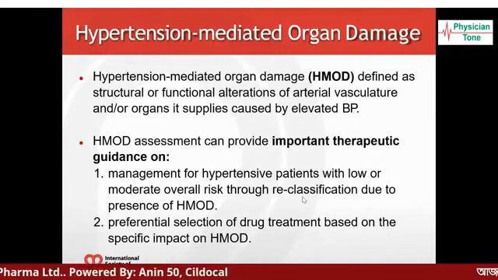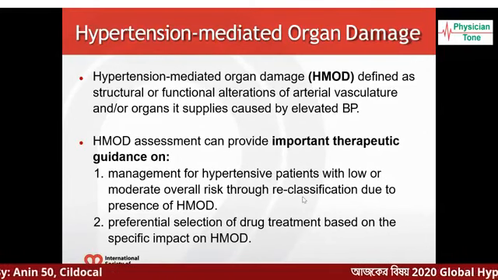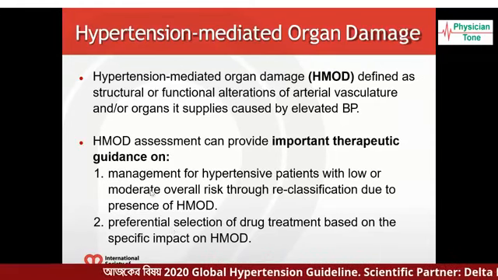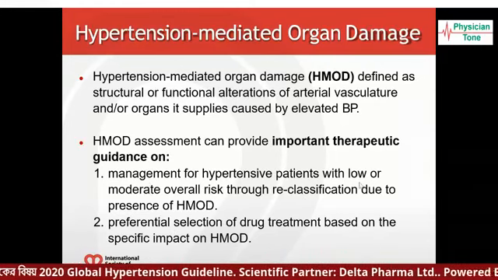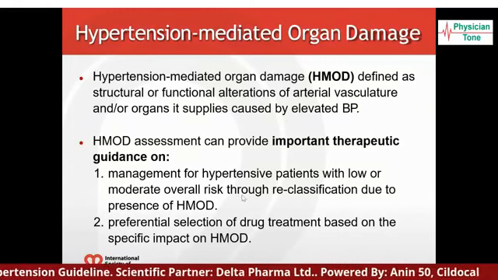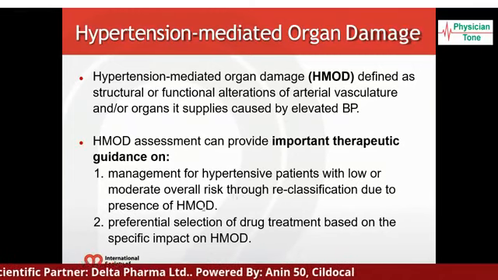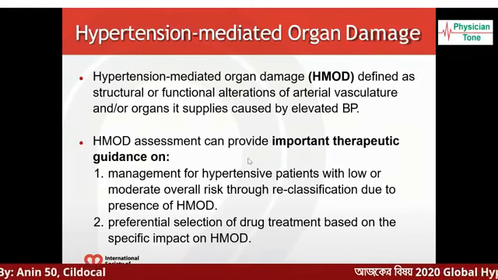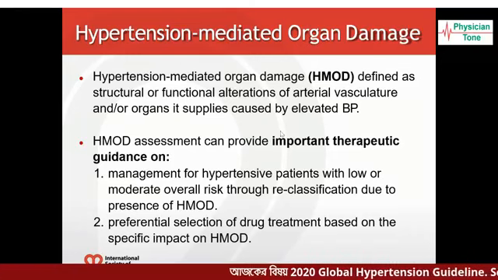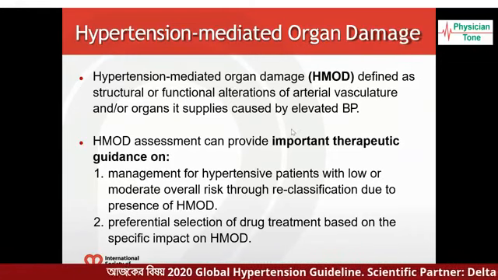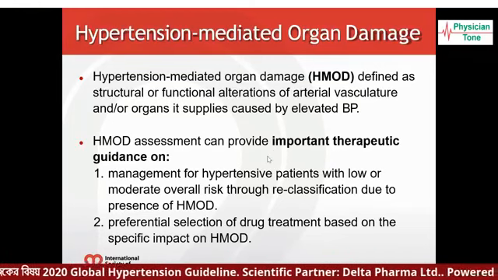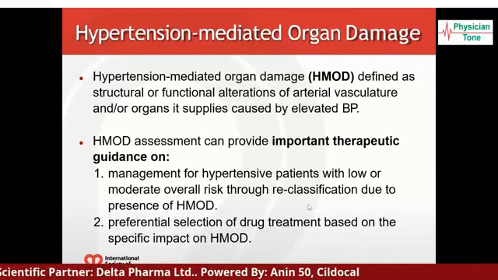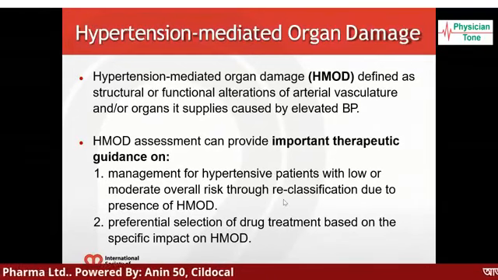Another important point is hypertension-mediated organ damage, HMOD. Hypertension-mediated organ damage is important for management of hypertensive patients with low or moderate overall risk, through a reclassification due to presence of organ damage. So these are important if the patient has stage 1 hypertension. On the presence or absence of hypertension-mediated organ damage, treatment should be started. Preferential selection of drug treatment is also important for patients with organ damage.